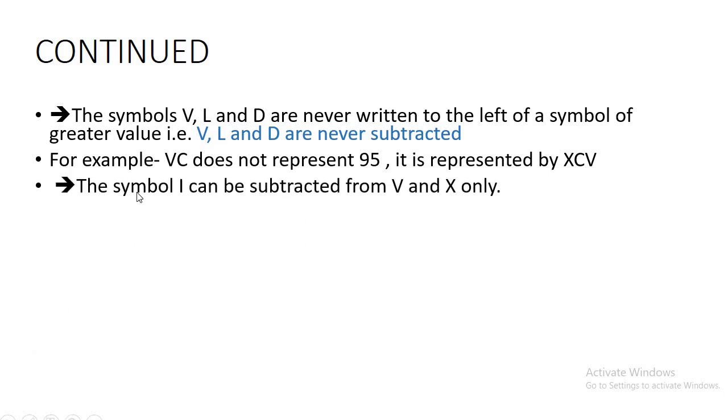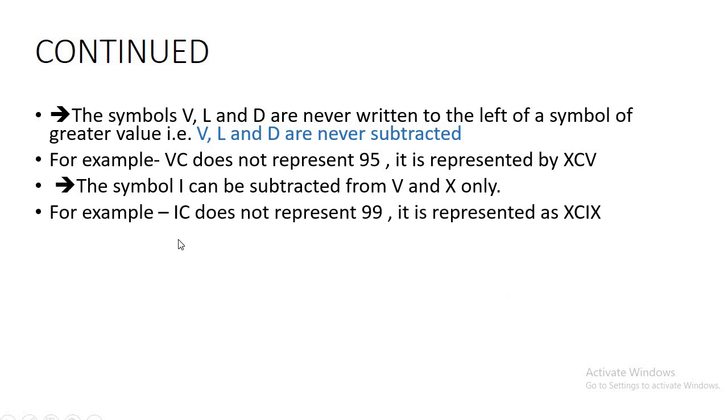Next rule says the symbol I can be subtracted from V and X only. I cannot be subtracted from C or M. For example, IC does not represent 99. As I is the smaller symbol, C is the larger symbol, and I is present to the left, the rule says its value should be subtracted. So 100 minus 1 should be 99, but IC is not included as a Roman numeral.